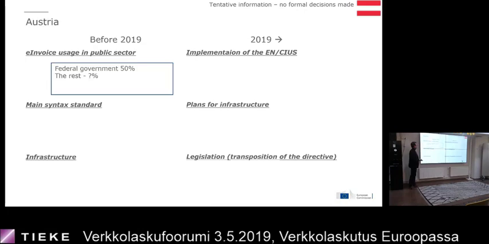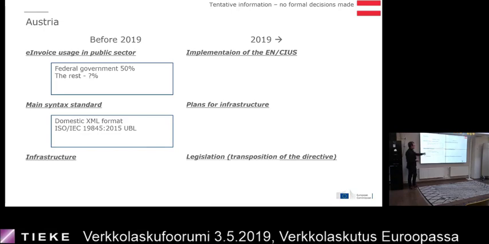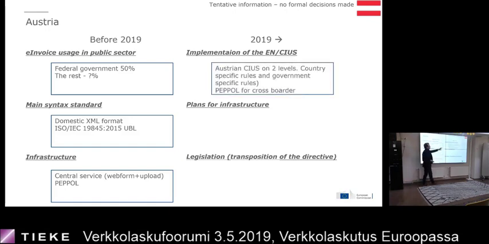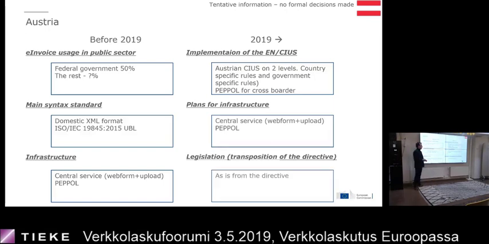So Austria, also central government at a high level. The rest is a bit unclear. They have a domestic XML format and UBL. They use a centralized service and PEPPOL in parallel. They actually have two different CIUSes, one with country-specific rules and one specifically for the government. And then they use PEPPOL for cross-border. So their perspective is not to use PEPPOL domestically, but for cross-border. They will continue to have this approach, and they don't have any specific further restrictions in the legislation than what's in the directive.